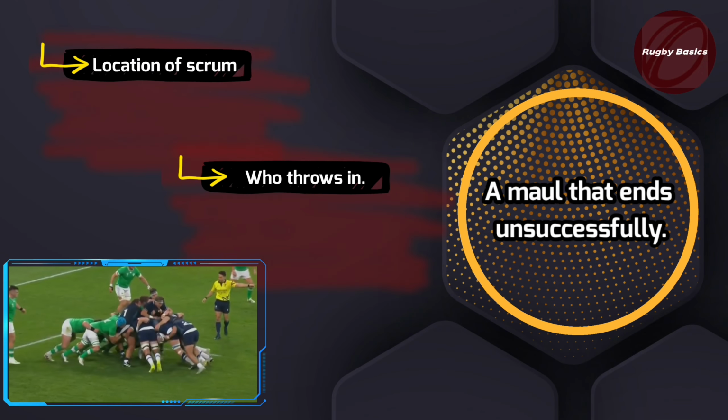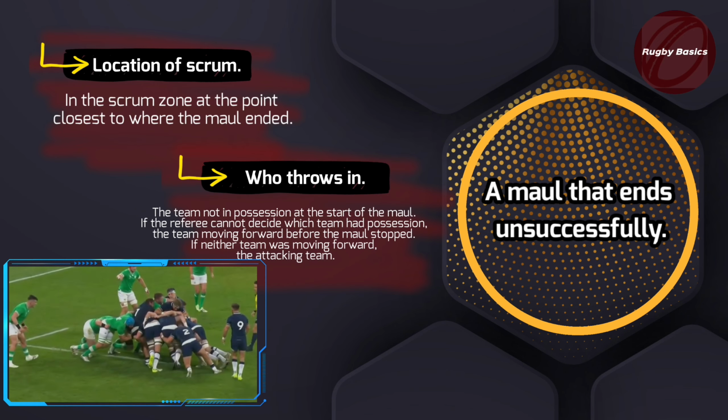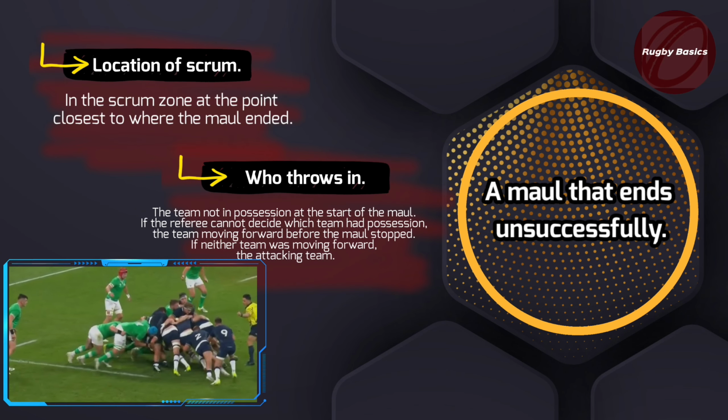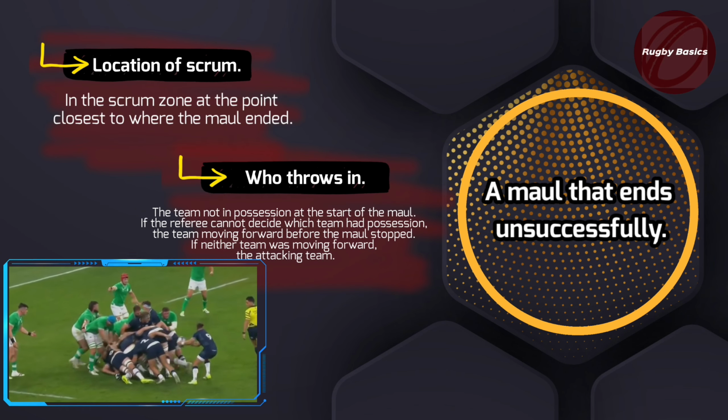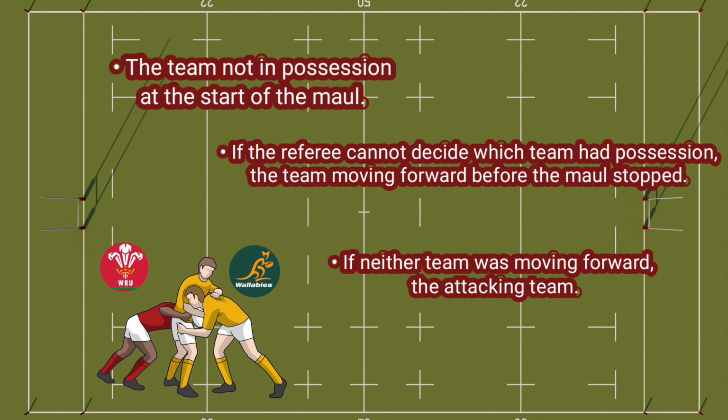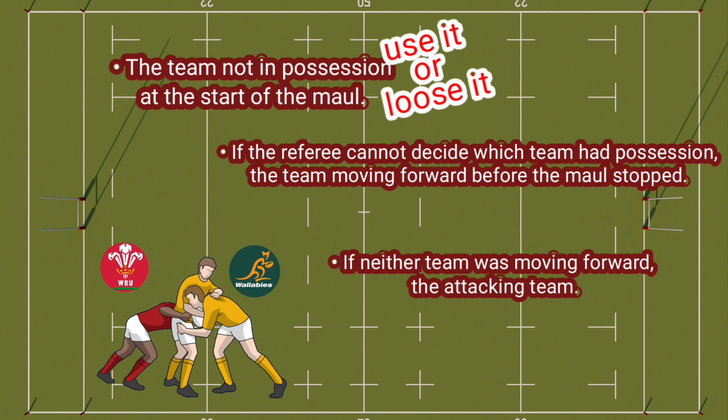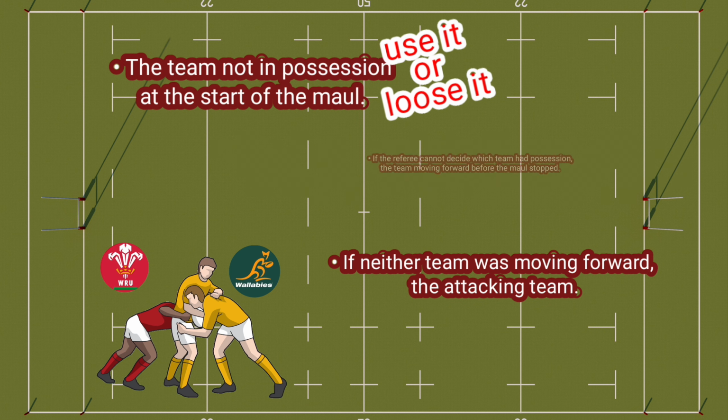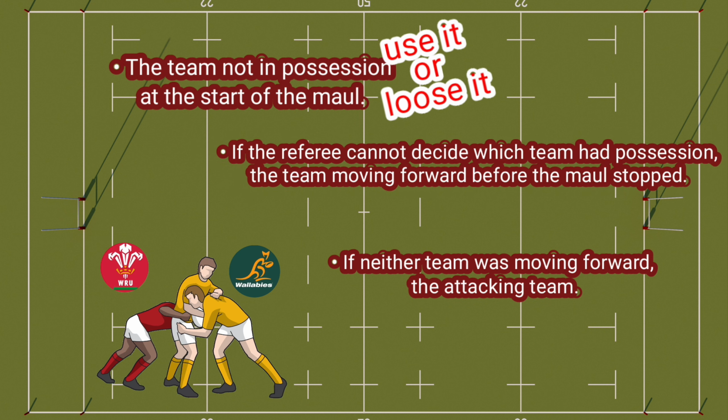A Scrum can be awarded when a maul ends unsuccessfully. So I'd highly recommend watching the maul series on the Rugby Law playlist. So a maul is formed by Australia and Wales, and let's say the maul ends unsuccessfully. The first thing is the ref will award the scrum to the team not in possession at the start of the maul, in this case the Wales team. If the ref cannot decide who had possession of the ball, the team moving forward will have the scrum.